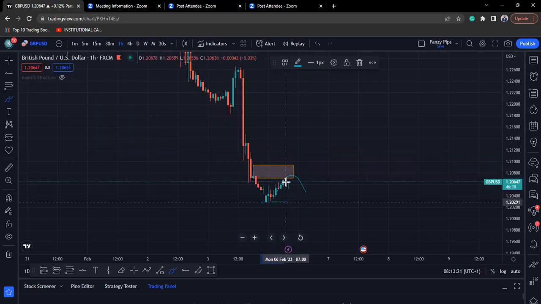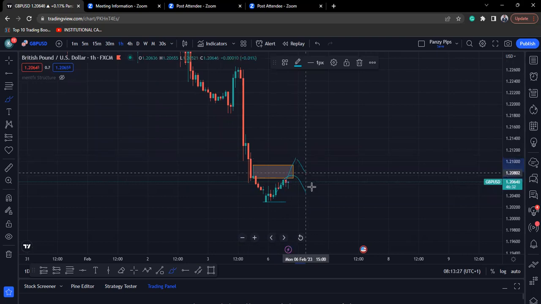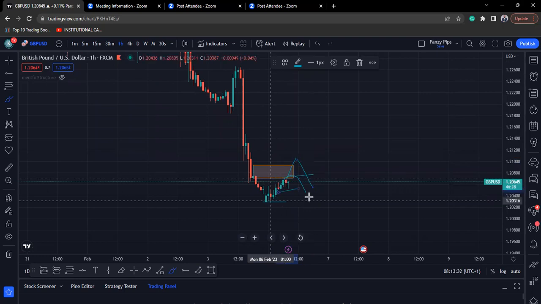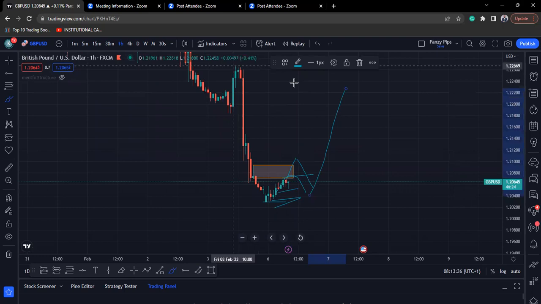But in the event that it breaks this supply zone, I'll be watching out for a pullback to some other block around here, or maybe lower, and then going up to fill up this imbalance and then come to this supply zone here.